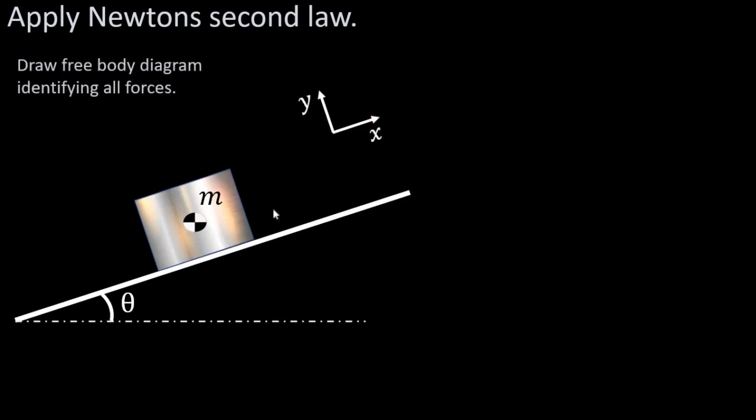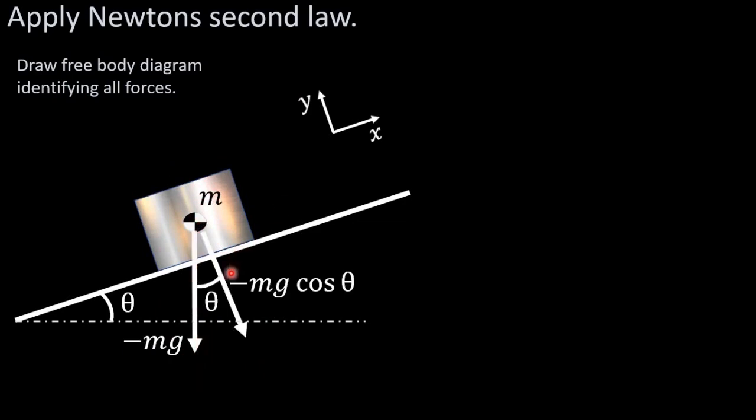So we draw our free body diagram identifying all the forces. So we have mg acting down. So although it's inclined, mg always acts downwards. A common mistake would be to think that mg acts in this direction here, perpendicular to the inclined plane. That is incorrect. So the weight of that particle is always acting downwards.